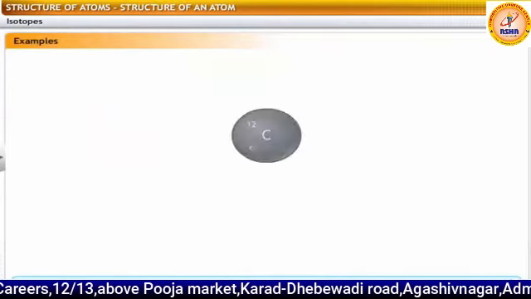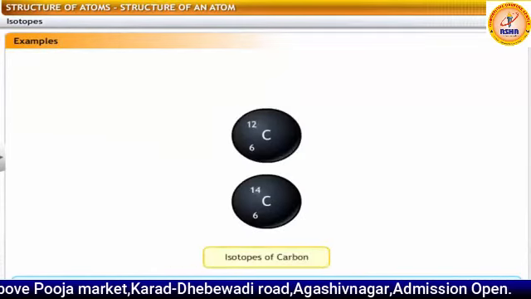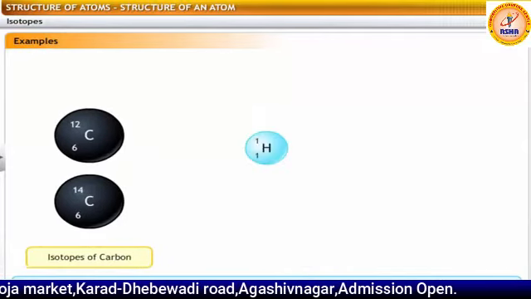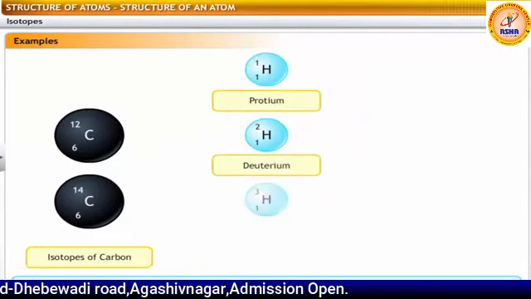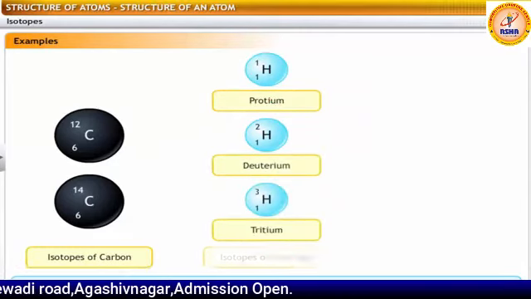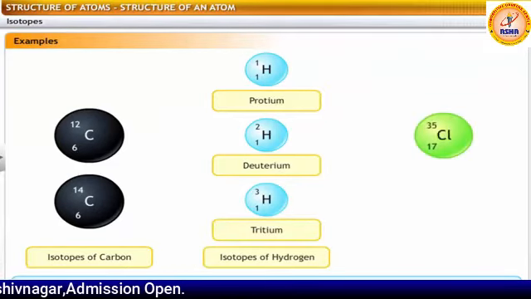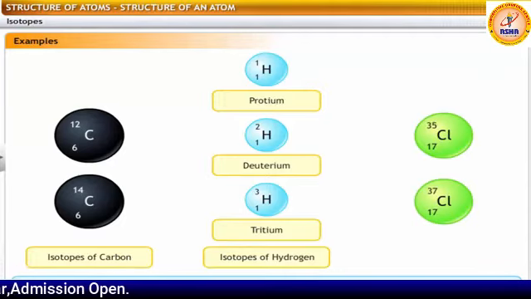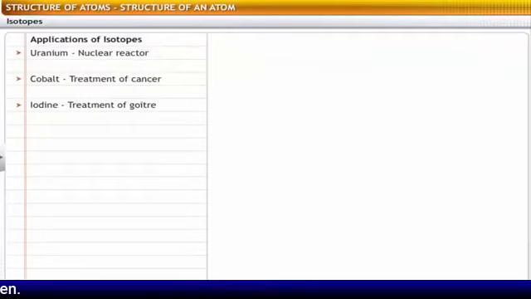For example, 12C6 and 14C6 are isotopes of carbon. 1H1 protium, 2H1 deuterium, 3H1 tritium are isotopes of hydrogen. 35Cl17 and 37Cl17 are isotopes of chlorine. The chemical properties of all the isotopes of an element are the same. This is due to the presence of the same number of electrons.